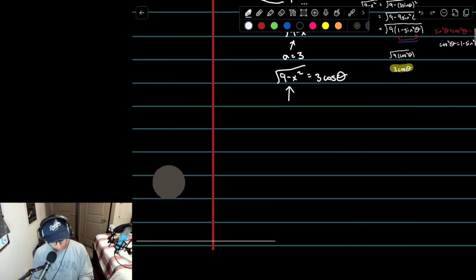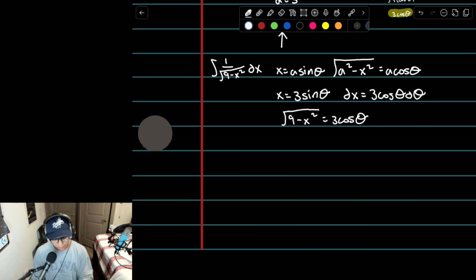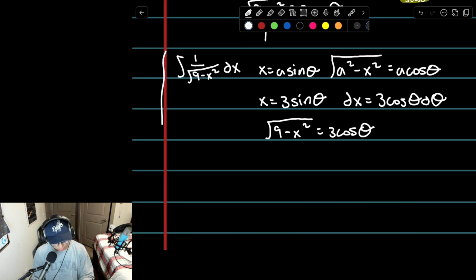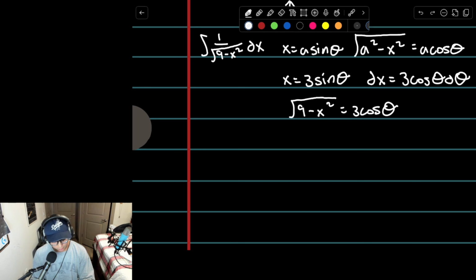So now let's just clean up this entire mess. Now that we have all of our information neatly organized in this little area, let's plug in. Also, this integral is the exact same thing as just the integral of dx over the square root of 9 minus x squared, which could then make plugging in easier.